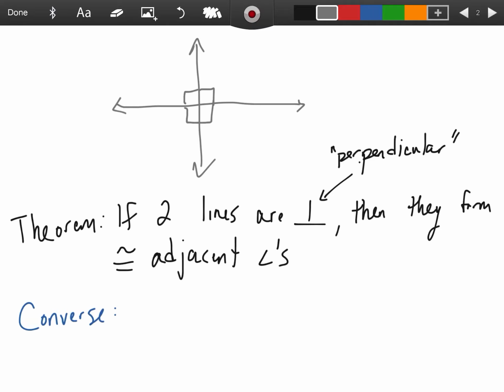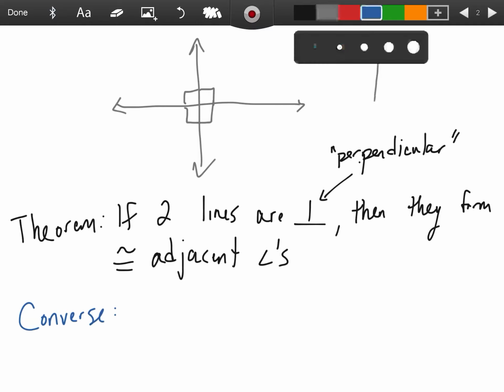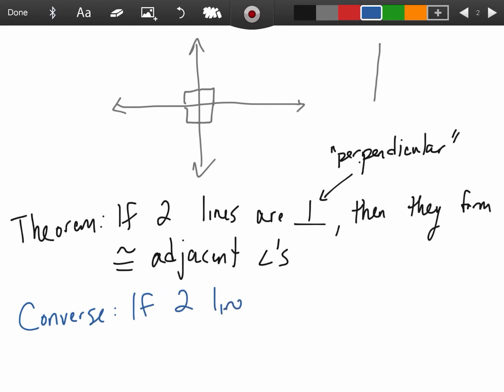The converse of that is also true. So say that we know, well, let's first write what the converse is. Sorry, I'm getting ahead of myself here. All right, the converse would be if two lines form congruent adjacent angles, then they are perpendicular.